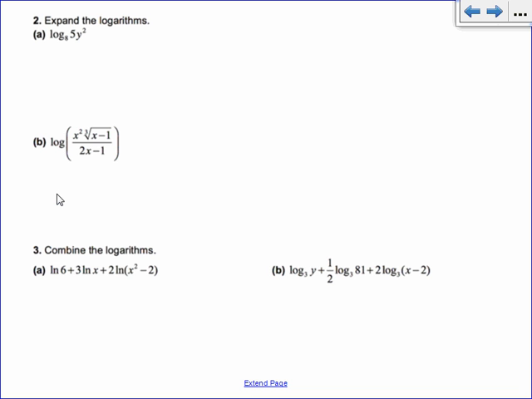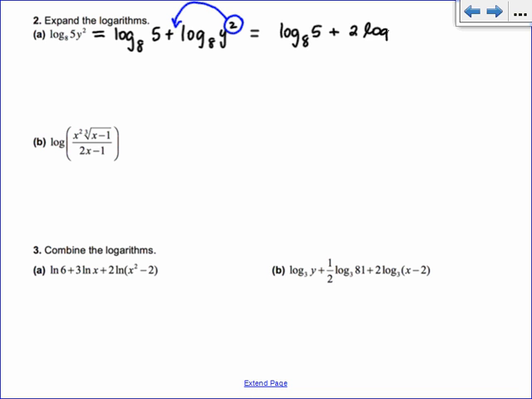So expanding the logarithm. If I have log base 8 of 5y squared, I can break it into log base 8 of 5 plus log base 8 of y squared. And then I'm going to bring any powers that I have to the front. So really expanded, this is going to be log base 8 of 5 plus 2 times log base 8 of y. Then if I tried to take the derivative, it would be a little bit easier.